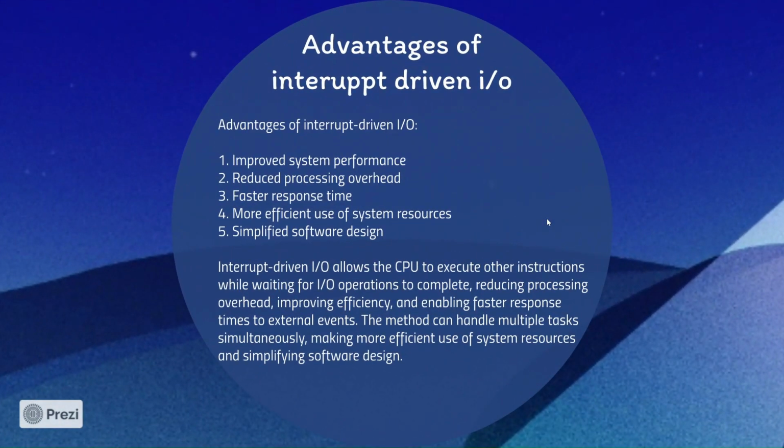So, what are the advantages of interrupt driven input output? First, improved system performance. Second, reduced processing overhead. Third, faster response time. Fourth, more efficient use of system resources. Fifth, simplified software design. So, interrupt driven input output allows the CPU to execute other instructions while waiting for input output operations to complete, reducing processing overhead, improving efficiency, and enabling faster response times to external events. The method can handle multiple tasks simultaneously, making more efficient use of system resources and simplifying software design.